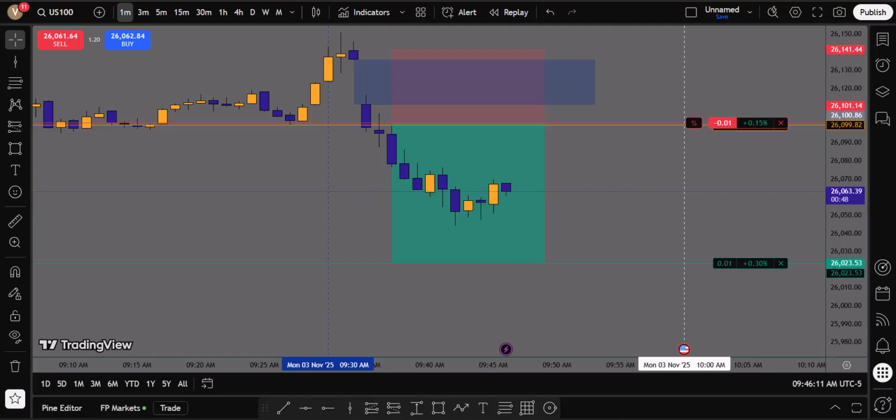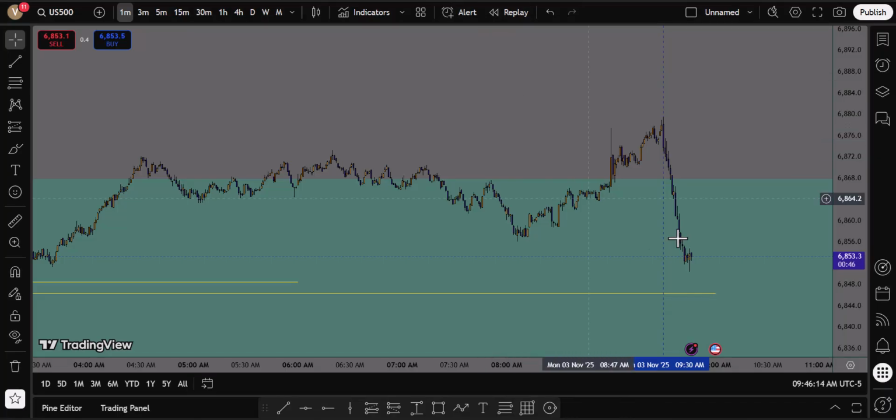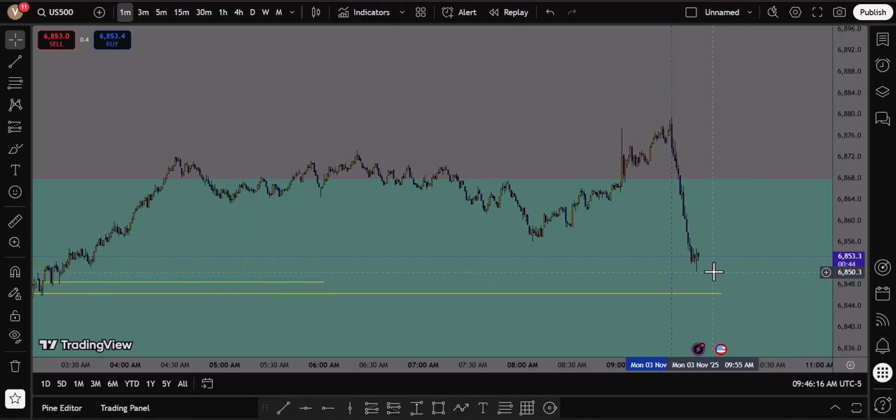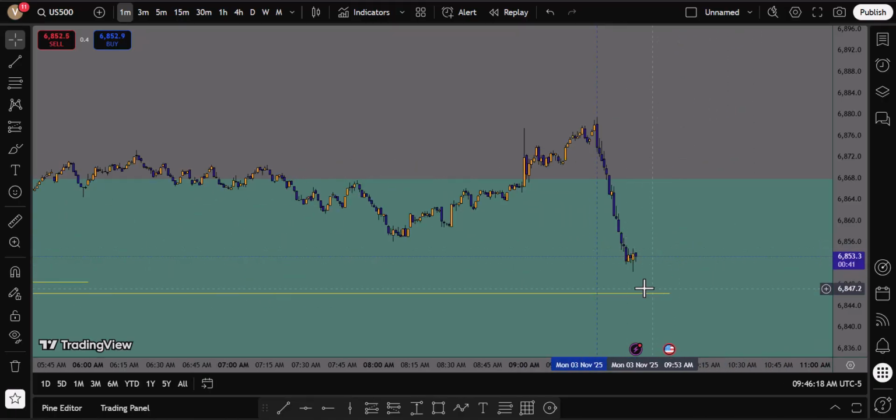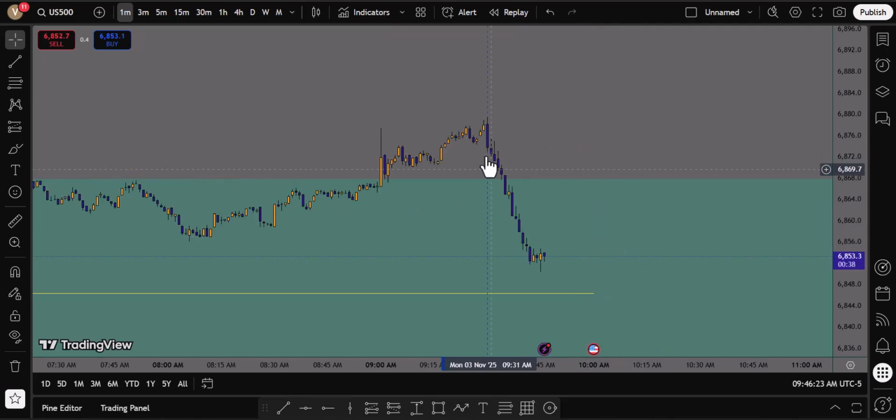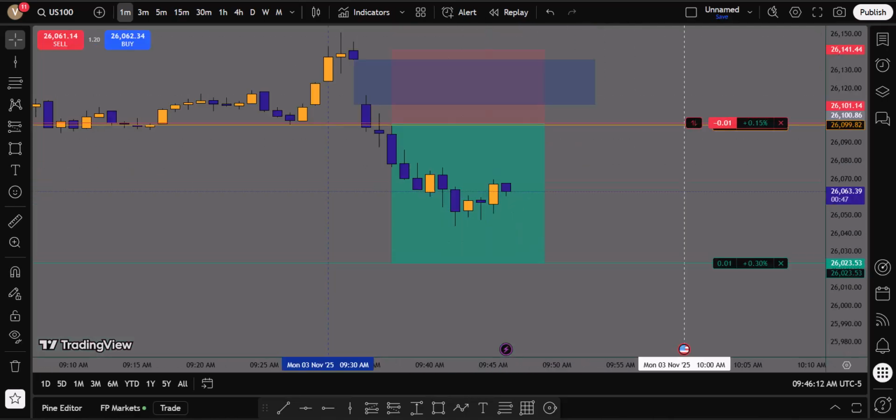Let's see what 500 is doing. Ooh, we have a good drop on 500, a very beautiful drop going all the way down. Yeah, it was so beautiful on 500. Let's see what it looks like on 100.